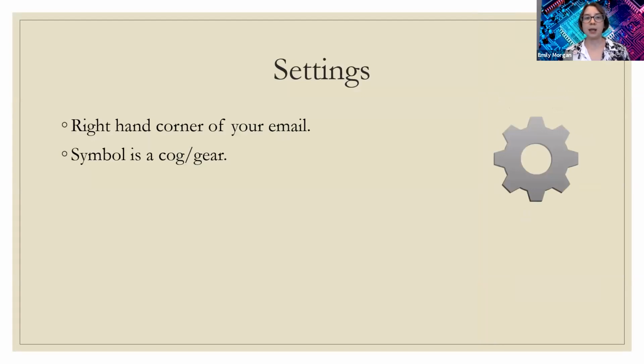So your settings. You're going to locate your settings in the right-hand corner of your email. And the symbol is going to look like a cog or gear. And usually it's kind of gray, silver, white-ish. Sometimes it's black. Sometimes it's gray with a black outline. Sometimes it's kind of translucent with a black outline, but it's going to look like this. And your settings menu is always going to be activated with this cog.